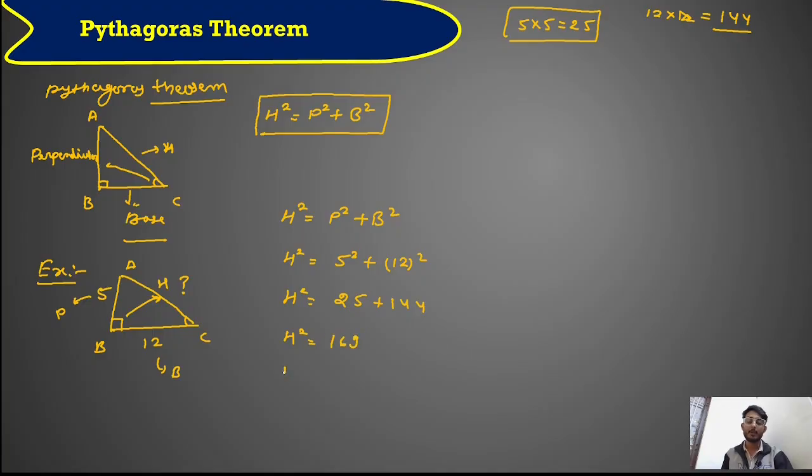So hypotenuse square equal to 169. There is a square, so whenever you transfer the square to the other side, you will get the under root. So you will get under root of 169. And what will be the under root of 169? You will get the value 13, because as you know, when you multiply 13 by 13 you will get 169. So under root of 169 is 13. So H is found as 13. Basically you can use the formula.